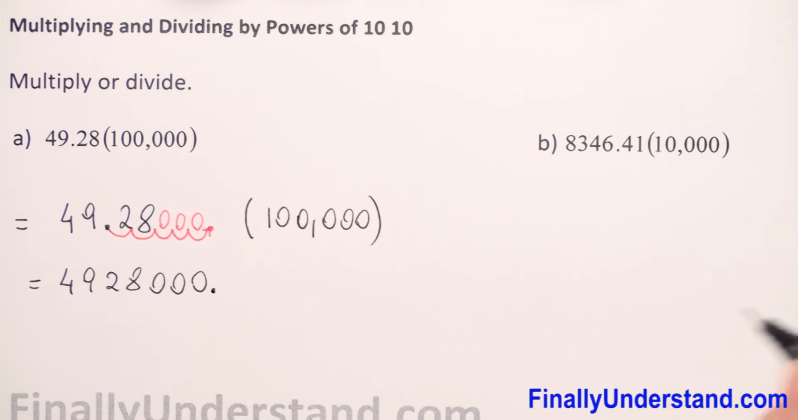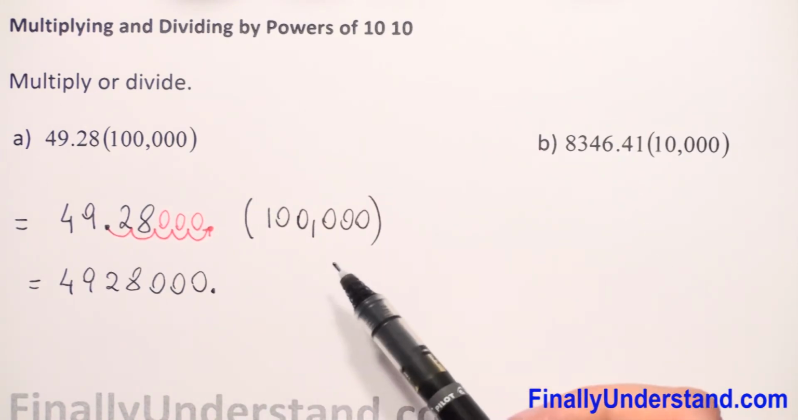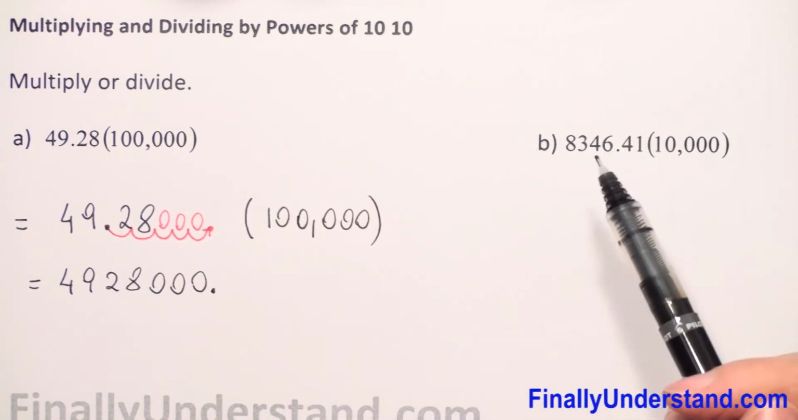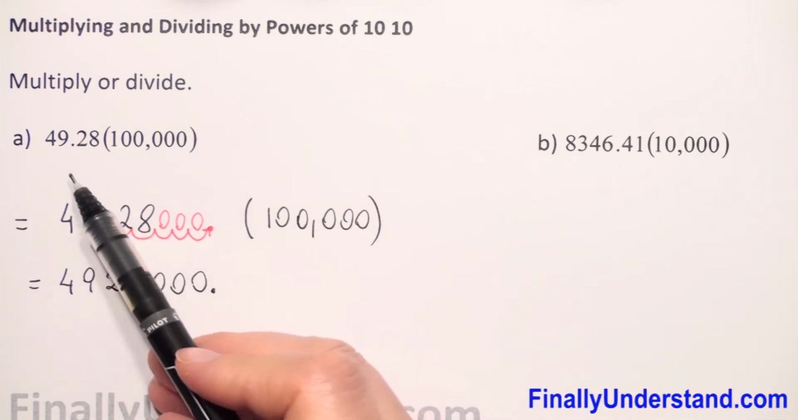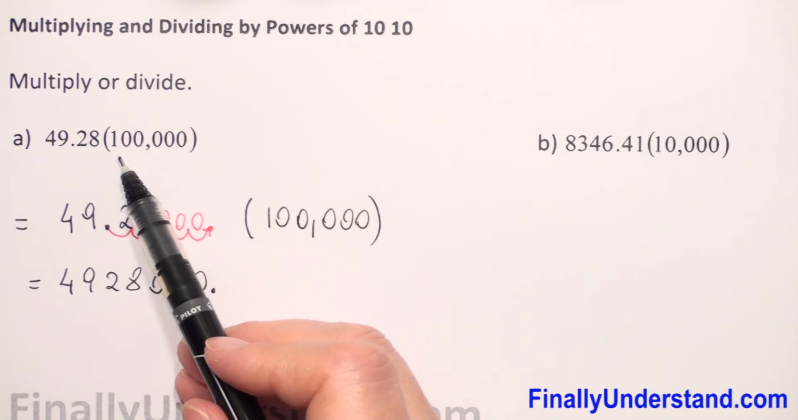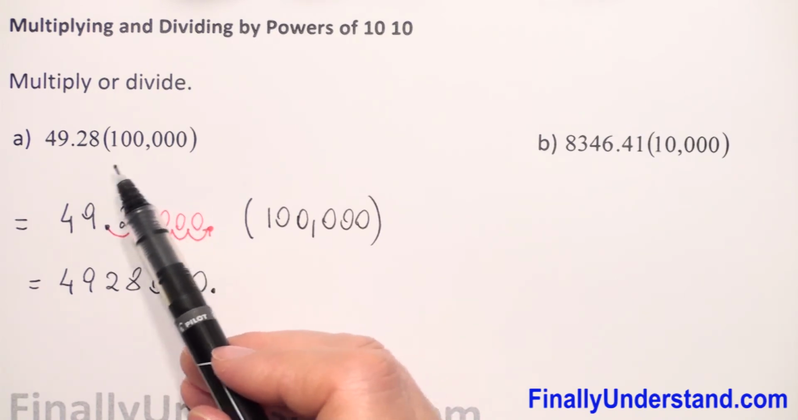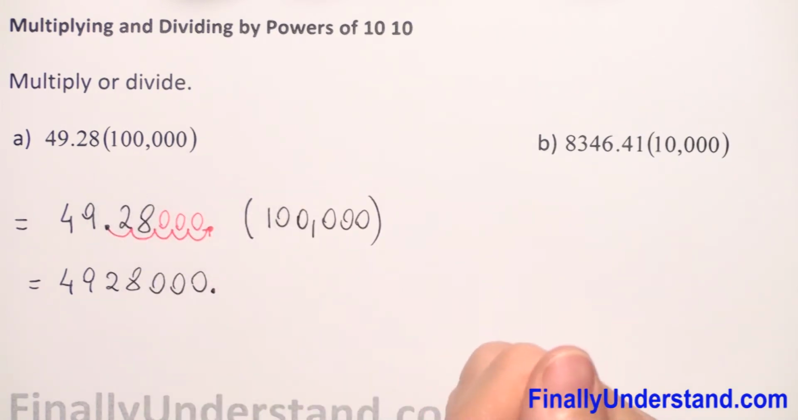4,928,000. How do we check? When you have multiplication, you should always get a number greater than what you had at the beginning. We have 49.28 times 100,000, so the number must be greater. And that's why we see that we got a greater number. When you have division, after the division the number must be smaller.